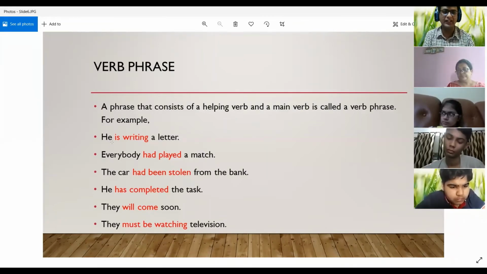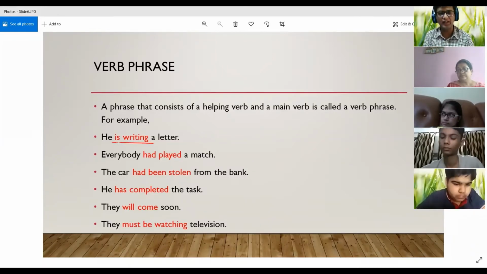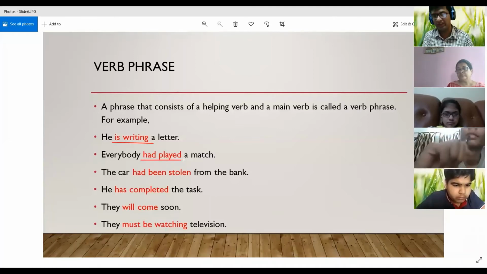For example, he is writing a letter. So is writing is a verb phrase because writing is the main verb over here and is is the helping verb. Everybody has played, had played. So this is basically the past perfect tense, right? Had played will become the verb phrase over here.